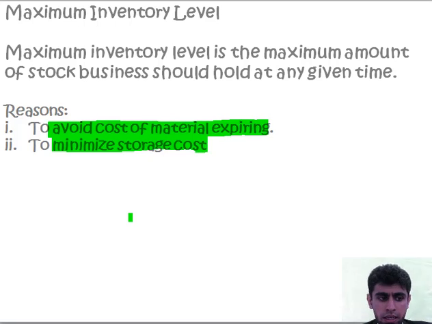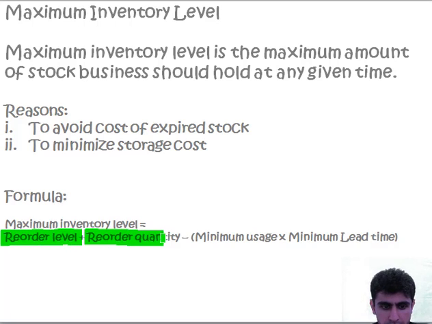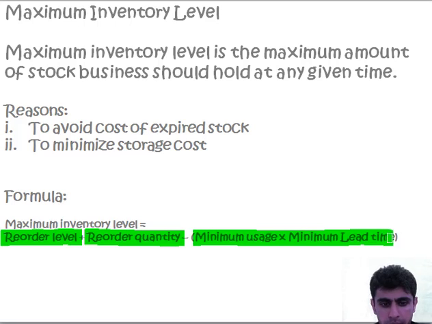Now moving on to our formula. What is the formula to calculate the maximum inventory level? The formula to calculate maximum inventory level is reorder level plus reorder quantity minus minimum usage times minimum lead time. We have an additional term here, reorder quantity. Reorder quantity means how much quantity a business orders from suppliers at any given order. Whenever a business orders from suppliers, how many units it normally orders. So that is your order quantity or reorder quantity. Okay, so that's our formula for calculation of the maximum inventory level.